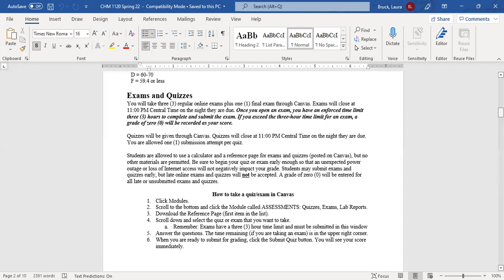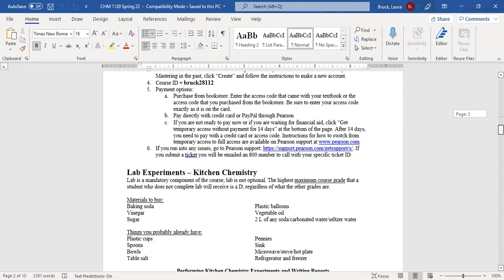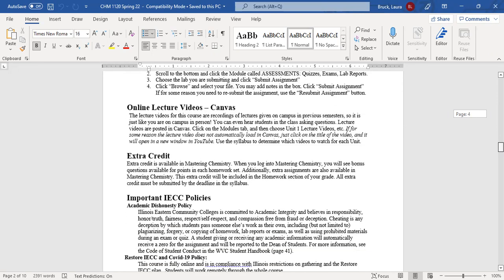So please, please start your exam in enough time that you've got enough time to finish it. Don't wait until the very last second. And you only get one submission for an exam and a quiz. So here's how you take an exam and quiz. We just talked about that. We talked about lab. We talked about the lecture videos.